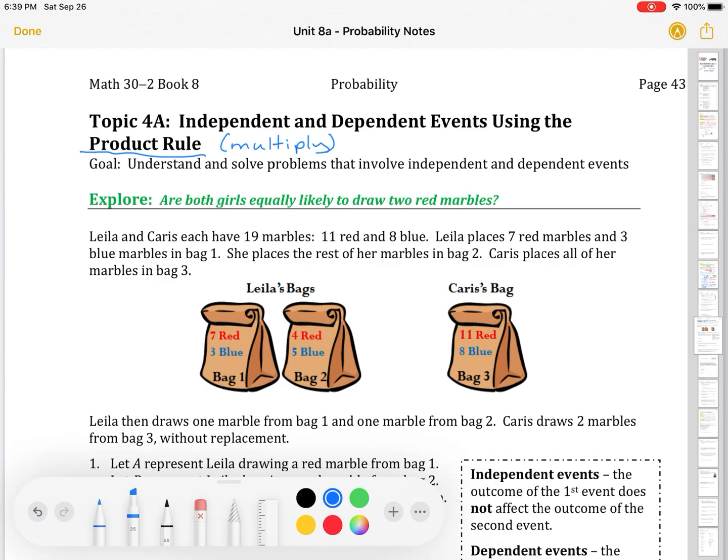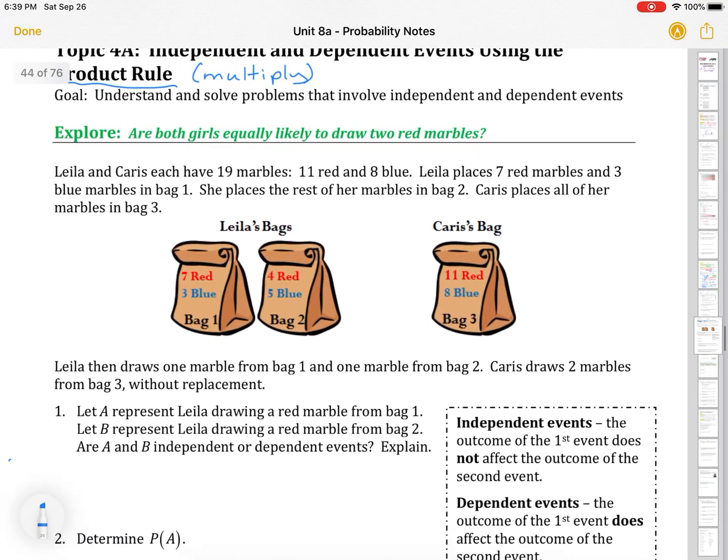Now, this is different than mutually exclusive and non-mutually exclusive events. So let's explore. Here is the exploration. Are both girls in this example, Layla and Karis again, equally likely to draw 2 red marbles? Layla and Karis each have 19 marbles, 11 red and 8 blue.